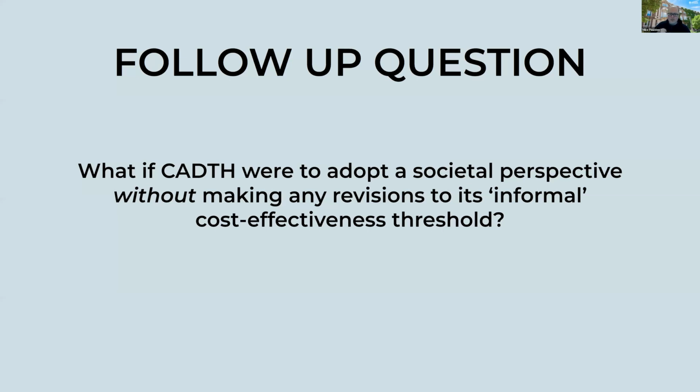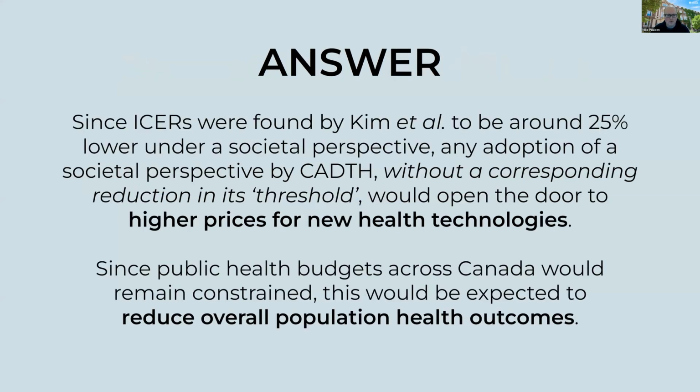Here's a follow-up question. What if CADTH were to adopt a societal perspective without making any revisions to its informal cost-effectiveness threshold? Because those ICERs were found by Kim to be around 25% lower under a societal perspective, any adoption of a societal perspective by CADTH without a corresponding reduction in its threshold would open the door to higher prices for new technologies, because you could have higher prices at that same threshold that we have right now. And because public healthcare budgets across Canada would remain constrained, this would be expected to reduce overall population health outcomes.